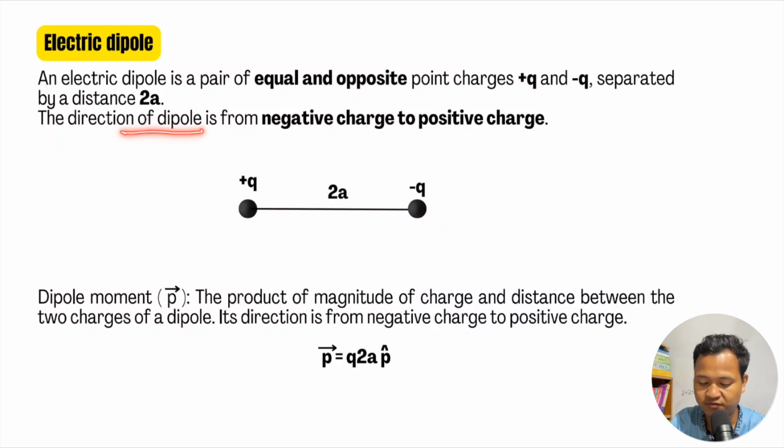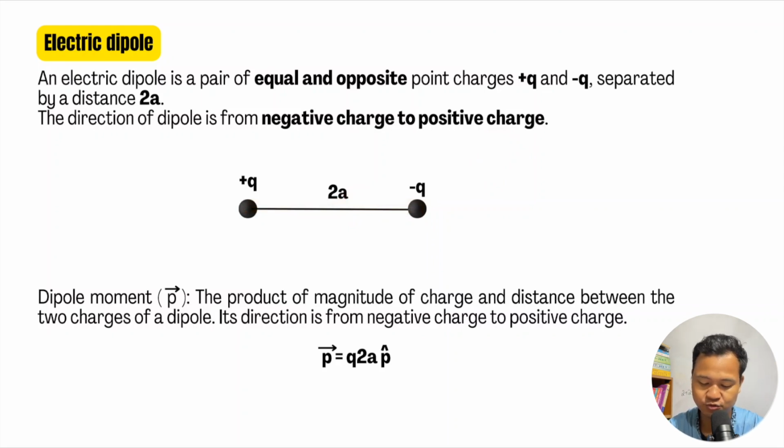The direction of the dipole is from the negative charge to the positive charge. So the direction of the dipole is along this side, from negative to positive. P cap means along the dipole, that means from minus to plus. I cap is along plus x, and Z cap is along plus y. So P cap direction is from the negative charge to the positive charge.